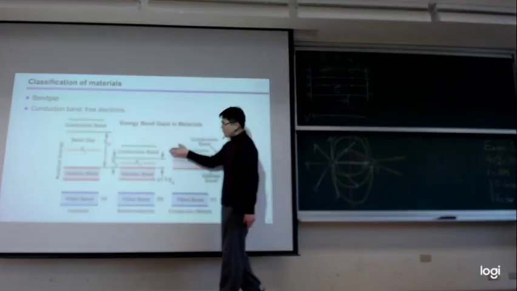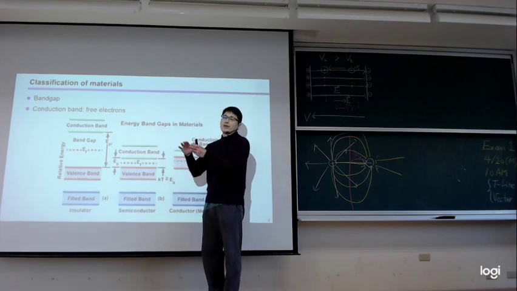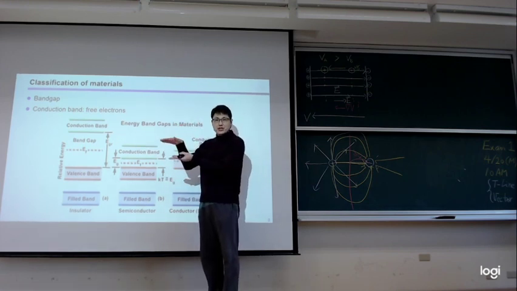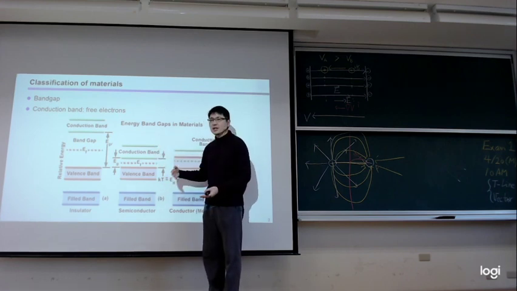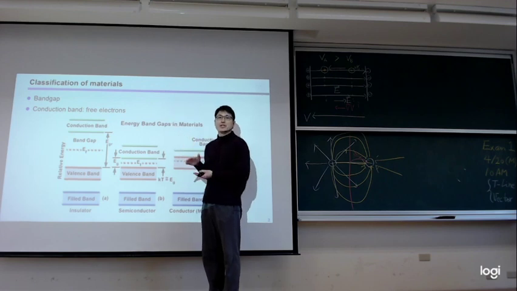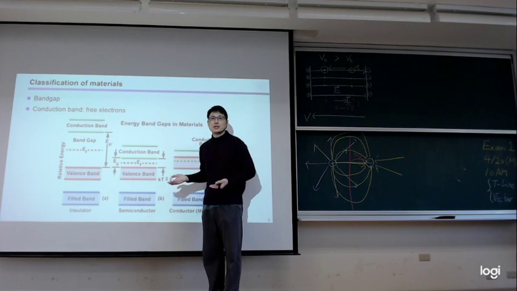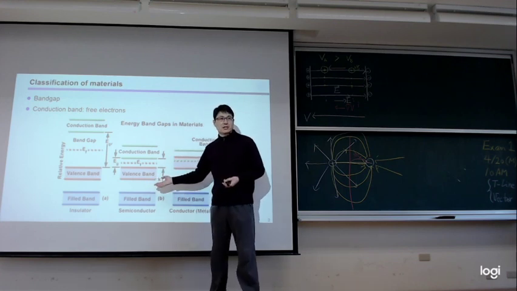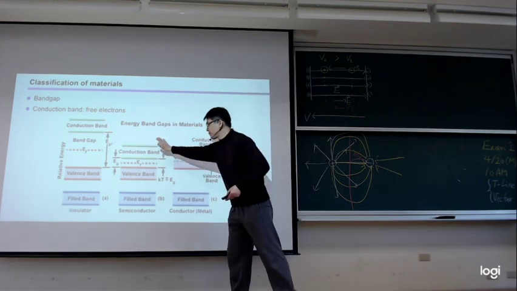And of course, you have material lying somewhere in the middle, which without applied potential difference does not conduct current. But when you apply above a certain voltage difference, it starts to conduct current. So those are called semiconductors, like silicon, gallium arsenide. So these are all semiconductors.